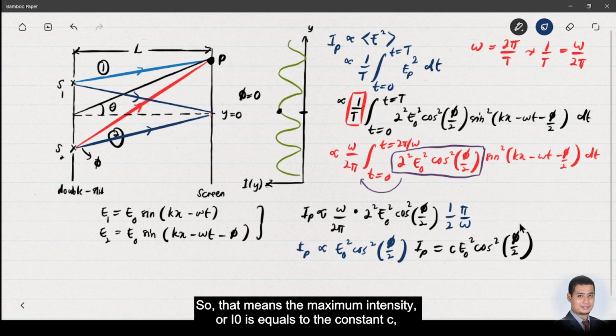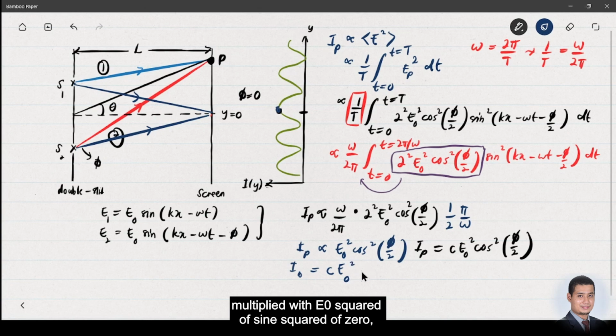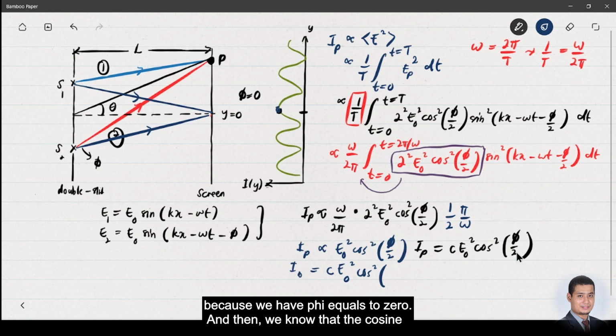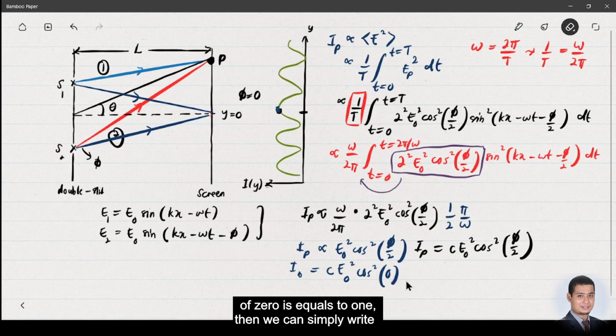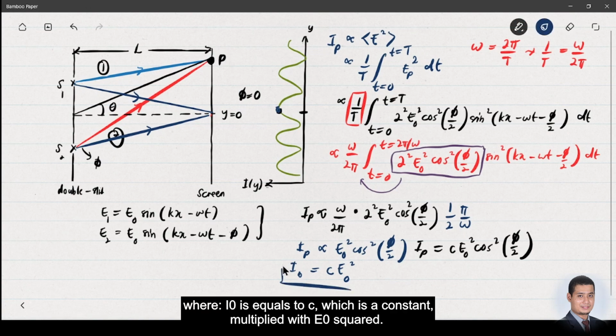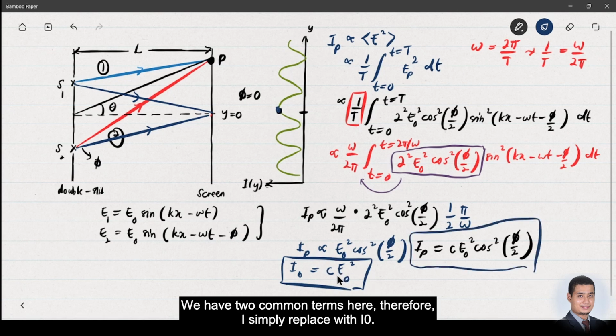So that means the maximum intensity, or I naught, is equal to the constant C multiplied with E naught squared cosine squared of 0, because we have phi equals 0. And then we know that the cosine of 0 is equal to 1. Then we can simply write I naught is equal to C, which is a constant, multiplied with E naught squared. We have two common terms here, therefore I simply replace them with I naught.